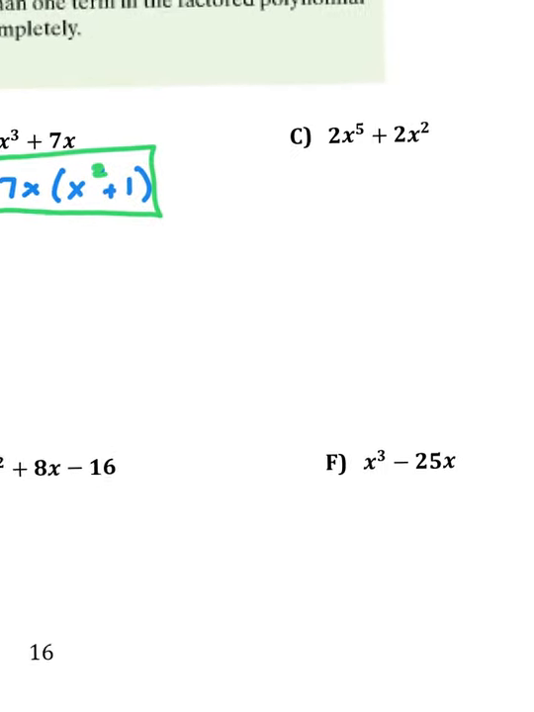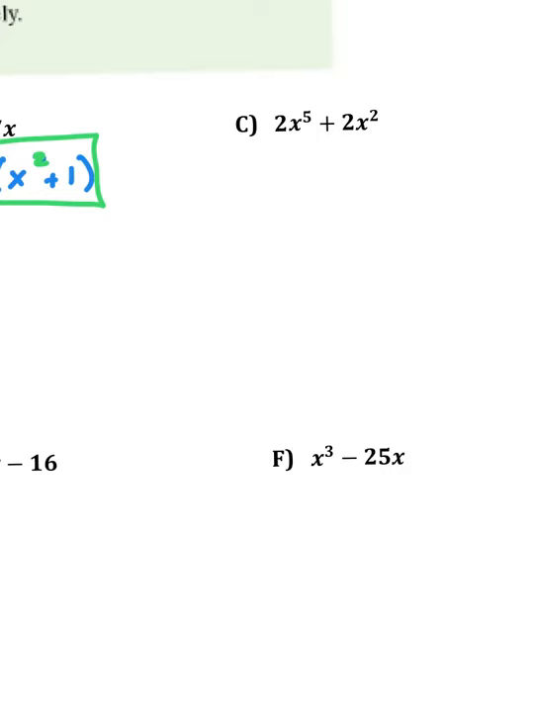Alrighty, letter C is looking similar. Again, is there a GCF? We are going to assume that we are always going to look for something in common. In this one, we will pull out a 2x squared, and we're left with x cubed plus 1. We'll further check inside the parentheses. In the parentheses, we have a perfect cube and the sum of another perfect cube. So yes, I can further factor here.